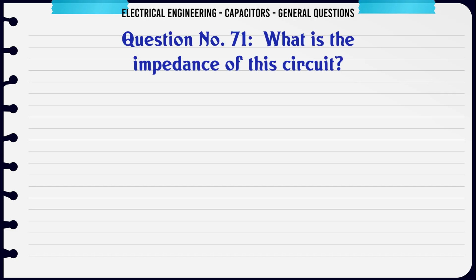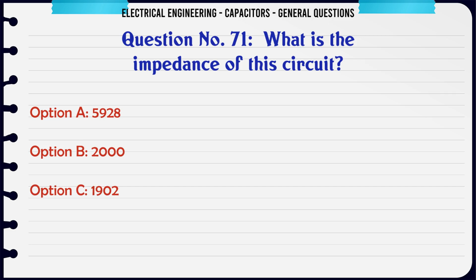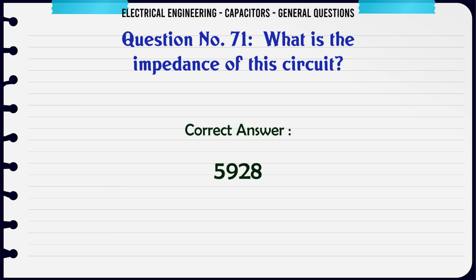What is the impedance of this circuit? A. 5928, B. 2000, C. 192, D. 1798. The correct answer is 5928.